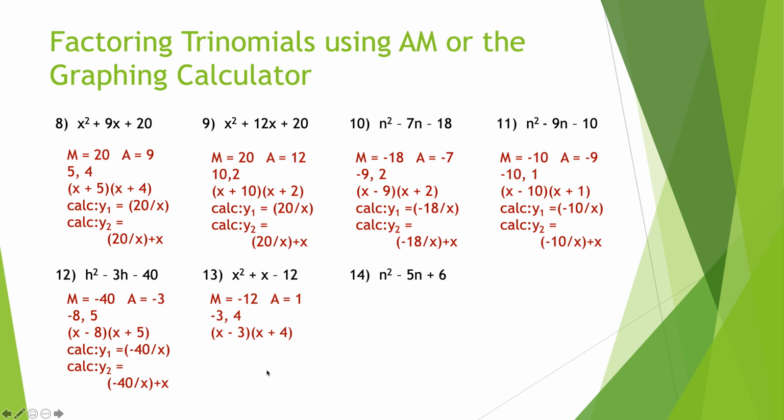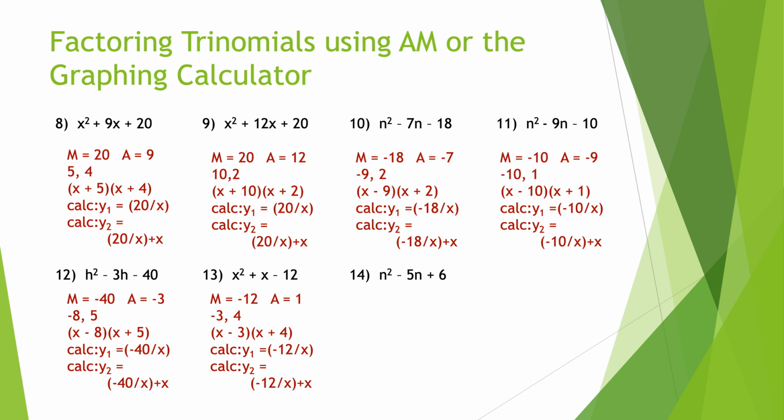Okay. Using the calculator, I want to type in parentheses, negative 12 divided by x for y1. And in y2, we always do the same exact thing as in y1, and then the suffix plus x at the end. Number 14, what do I want to multiply out to here?